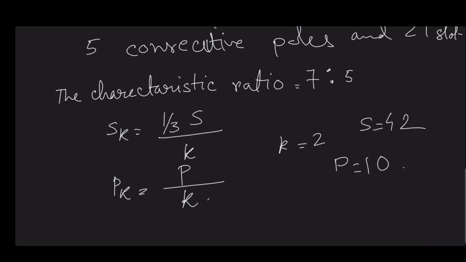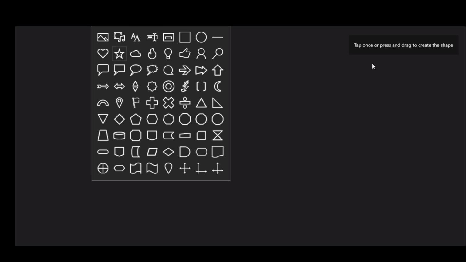So how to do it? Instead of just describing it verbally, let us draw the slots and let us try to do it. So instead of drawing the slots, let me draw circles that will indicate the slots. Many shapes are there. Let us pick up this one. We need 21 of them.